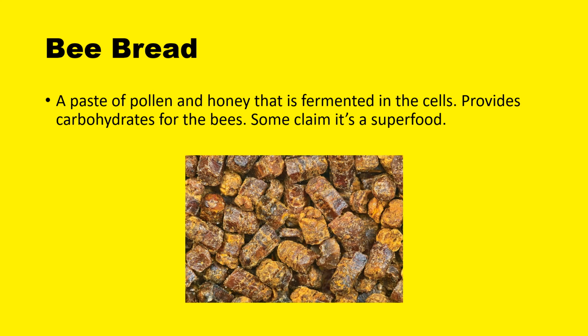The final thing that bees produce is called bee bread. Now, bee bread is this paste of pollen and honey, and it's fermented in the cells of the hive. And basically, the bees can use this as a source of carbohydrates and sugar, especially during the fall and winter months. Recently, health food has looked at it as what's called a superfood. Basically, the idea is that honey has nutrients and pollen has some nutrients, but by combining them together, we get this thing that's greater than the sum of its parts. So, bee bread.